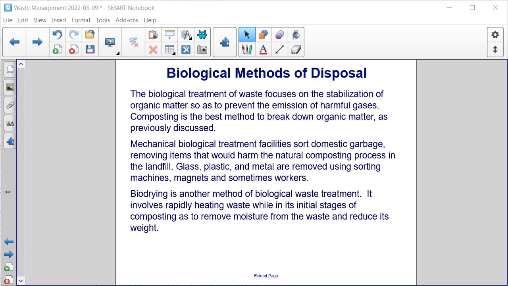Mechanical biological treatment facilities sort domestic garbage, removing items that would harm the natural composting process in the landfill. Glass, plastic, and metal are removed using sorting machines, magnets, and sometimes workers. Biodrying is another method of biological waste treatment. It involves rapidly heating waste while in its initial stages of composting as to remove moisture from the waste and reduce its weight.